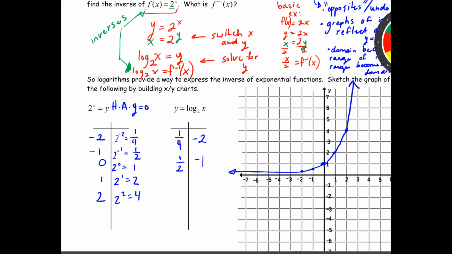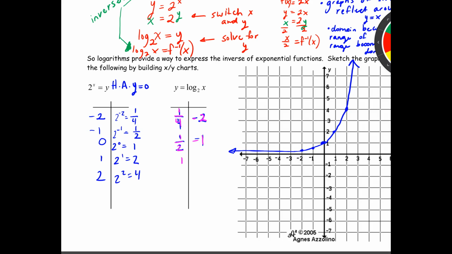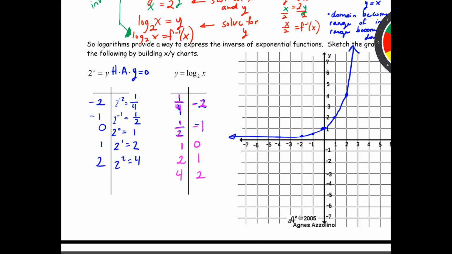Negative 1, and I wanted to do this in a different color actually, because I'm going to be graphing in a different color. And if I plug in 1, what should I get back? Log base 2 of 1 would give me 0. If I plug in 2, what's log base 2 of 2? 1. And then if I plug in 4, what's log base 2 of 4? 2. So let's graph these points and see what the shape looks like.